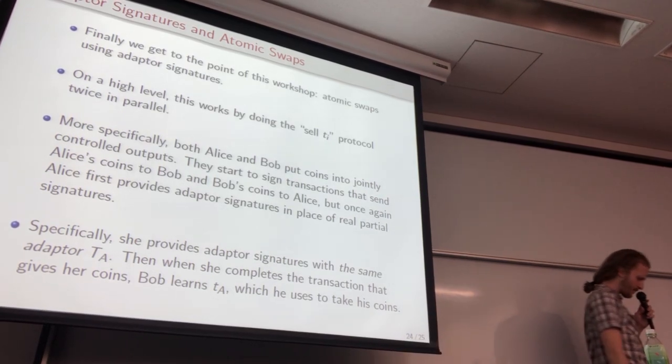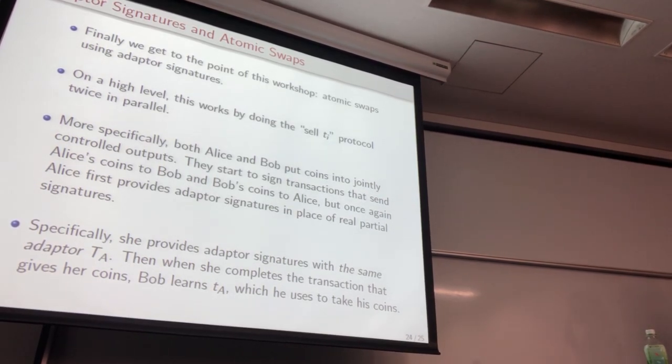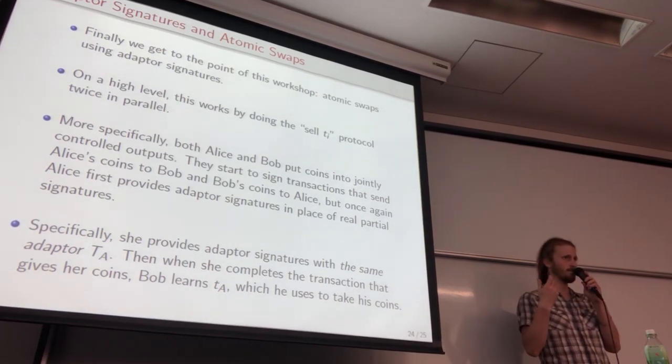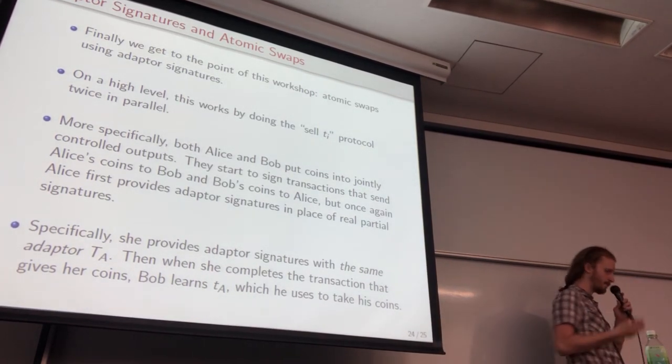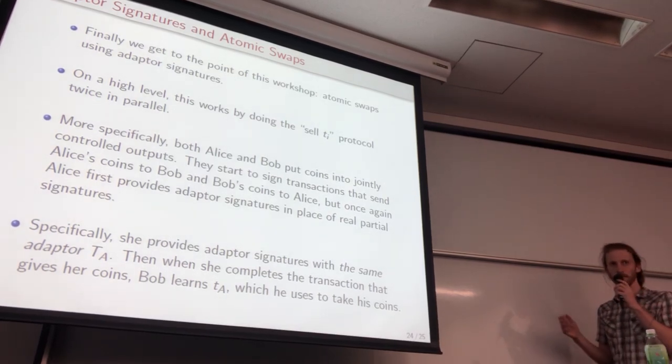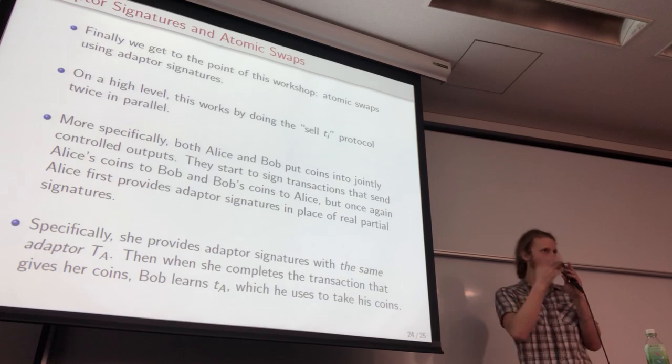And then the result is that if Alice signs either transaction, if Alice completes either transaction, Bob will learn the secret. Conversely, if Bob learns the secret, then he can complete either transaction. And these two properties work perfectly together.